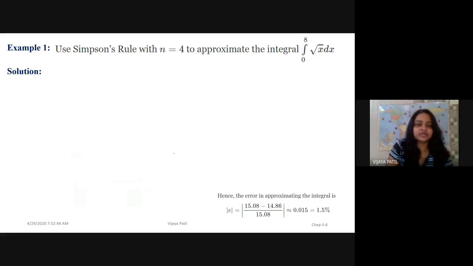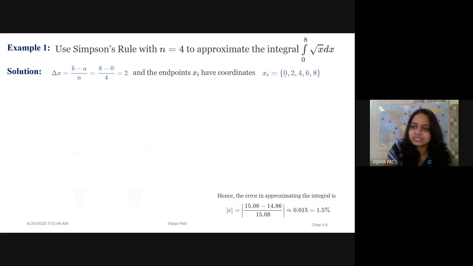Okay, let us go for the first example. It's n equals 4 and approximating the integral from 0 to 8 of square root of x dx. First, I need to go for delta x, as we are doing every time. I need to find out the length of one sub interval. It's b minus a by n, that is 8 minus 0 by 4, that is 2. And therefore, my endpoints would be 0, because the lower limit is 0, so 0, 2, 4, 6, and 8.